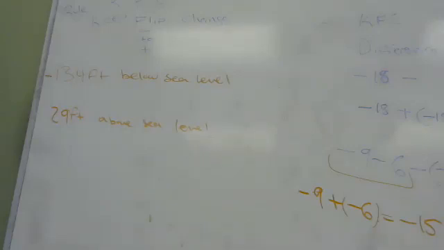All right, so I want the change in elevation. How do we find change? Subtract. Give me the expression first. Negative 134 minus 29, in absolute value bars. Why that way?